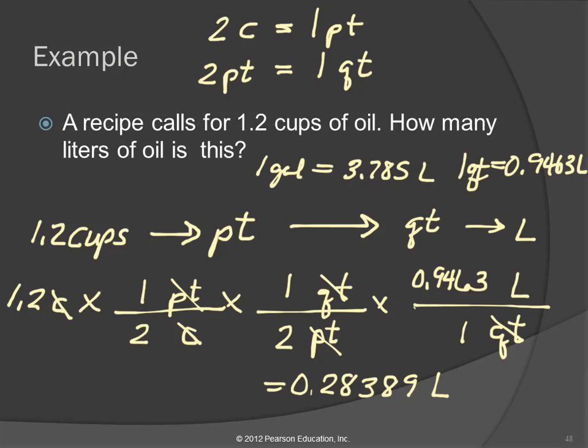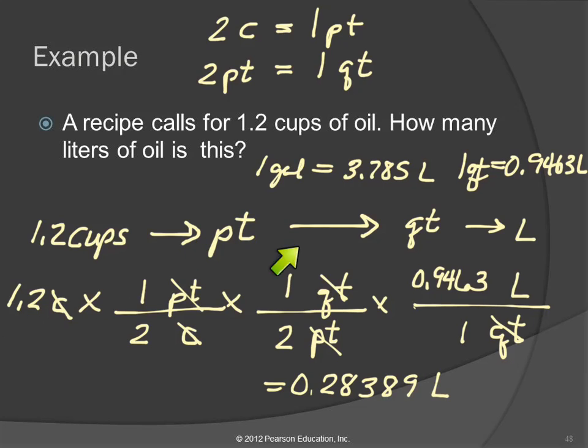Write down the whole thing, then practice your sig figs. How many significant figures in our starting number? 2. How about this one? This conversion factor between pints and cups? That's exact. How about between pints and quarts? That's exact. How about this one? 4. 9,463. 4 significant figures in there.